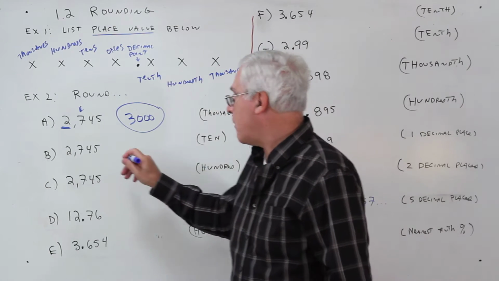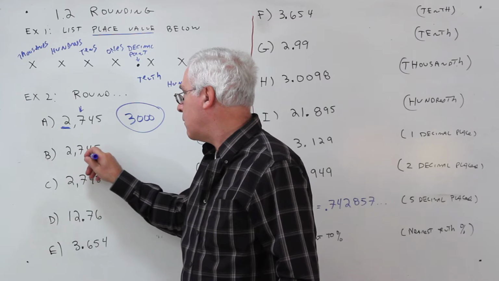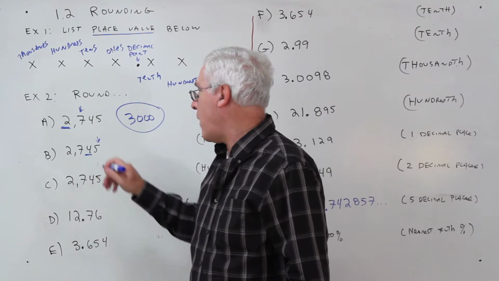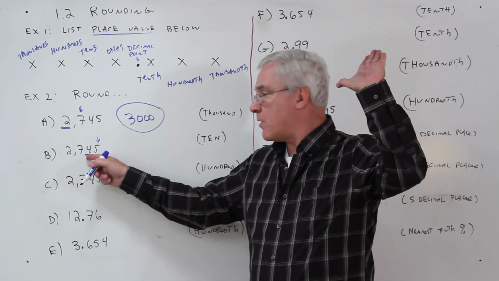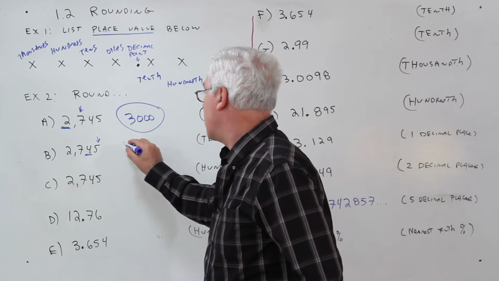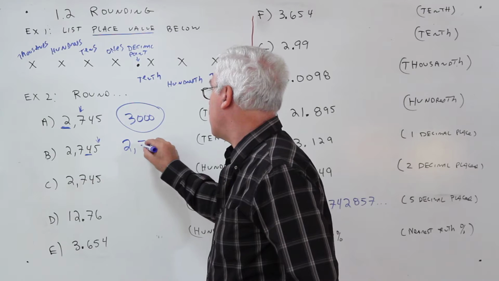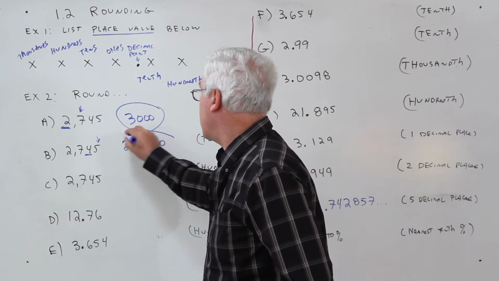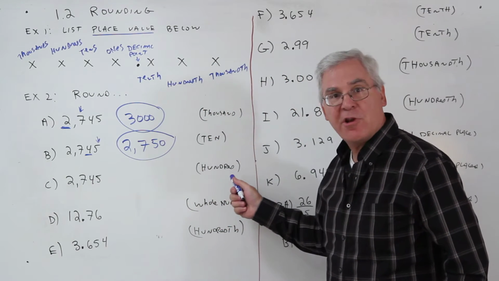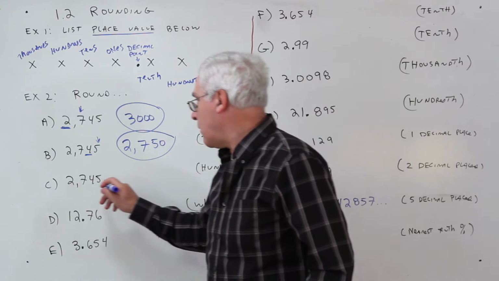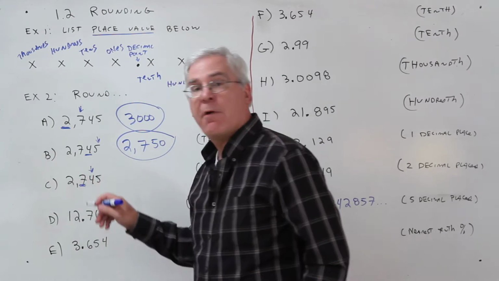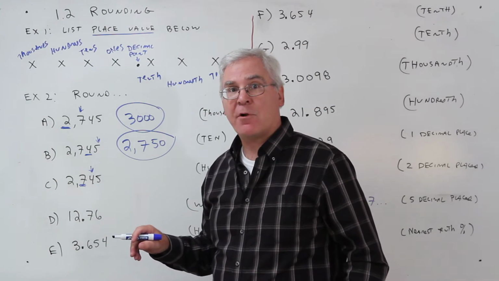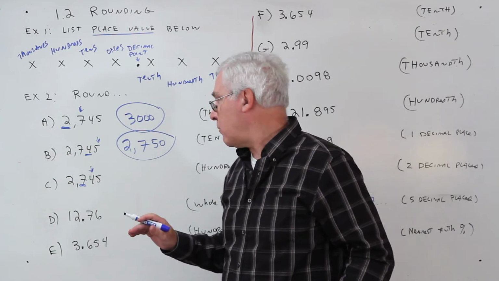Tens. I'll underline the tens. I'll arrow to the right of it. Once again, the arrow is 5 or above, so I'm going to boost that up 1. So 2,750. Now to the nearest hundred, I'll underline the hundreds. I'll arrow to the right. 4 is not 5 or greater, so I just make those things turn into a 0.